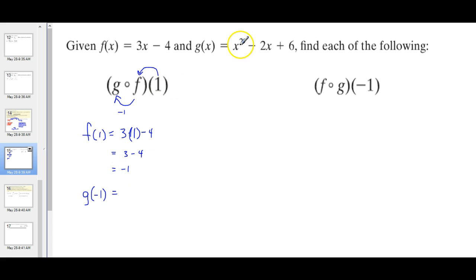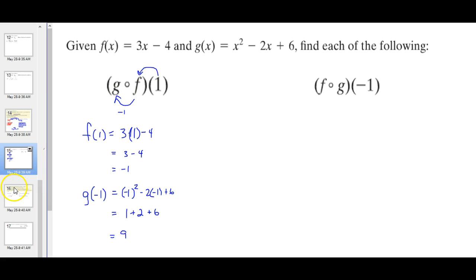and that means plug a negative 1 in here and here. So negative 1 squared minus 2 times negative 1 plus 6, and then we just simplify. So negative 1 squared is positive 1. Negative times negative is a positive 2 plus 6. And then 1 plus 2 is 3 plus 6 is 9. So that's what I get when I plug 1 into f first and then g.